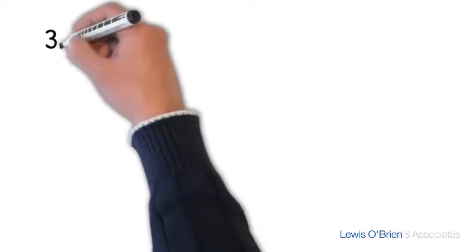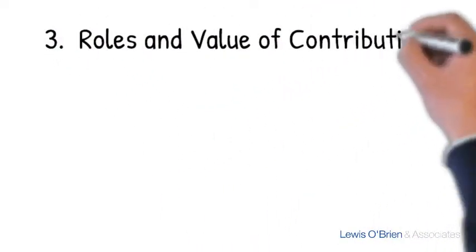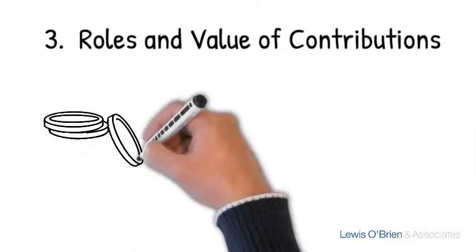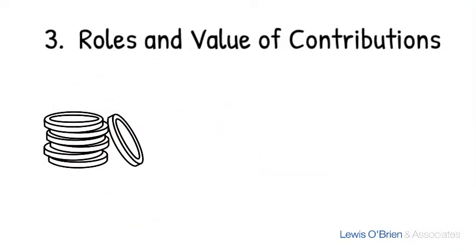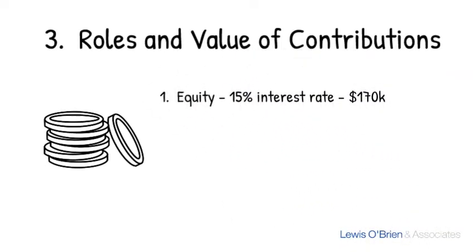Okay, so let's start thinking about the value of the contributions of the four parties to our notional joint venture. Firstly, we're going to look at the person providing the equity or the cash. Let's assume that an interest rate of 15% is reasonable, an 18-month duration, and $750,000 of funds provided. You might get to $170,000 value for that contribution.